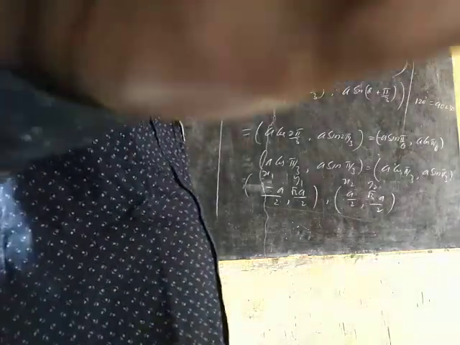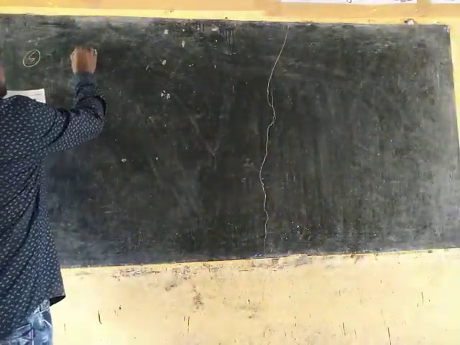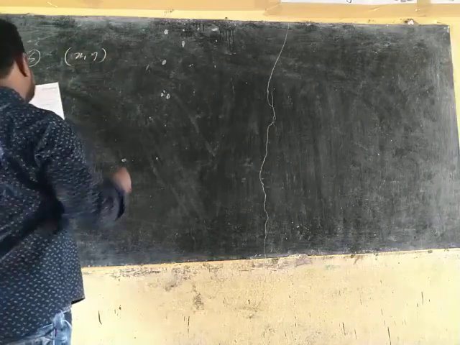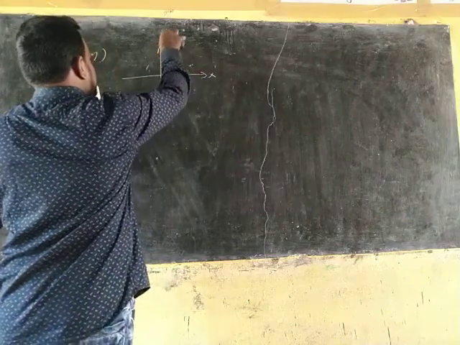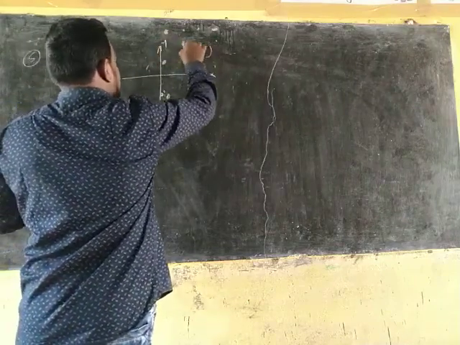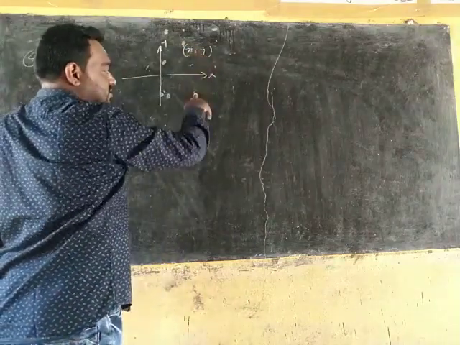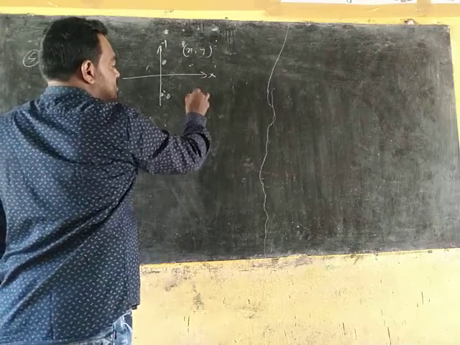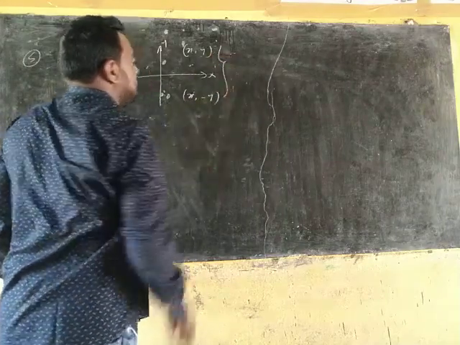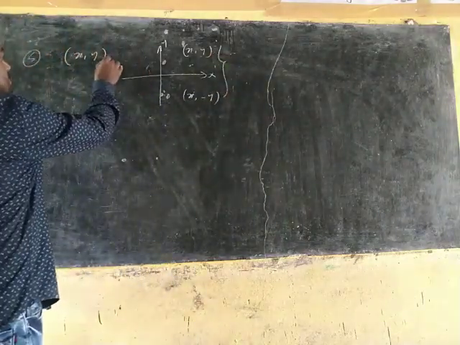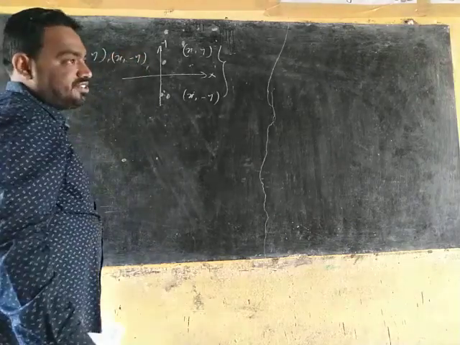Next, fifth question. The distance of a point (x, y) from its image on the x-axis. This is the x-axis, y-axis. This (x, y) is one of the points. If it lies in the first quadrant, the image lies in the fourth quadrant. The fourth quadrant point is (x, minus y). We need to find the distance between these two points. So (x, y) and (x, minus y). These two points' distance we are finding.